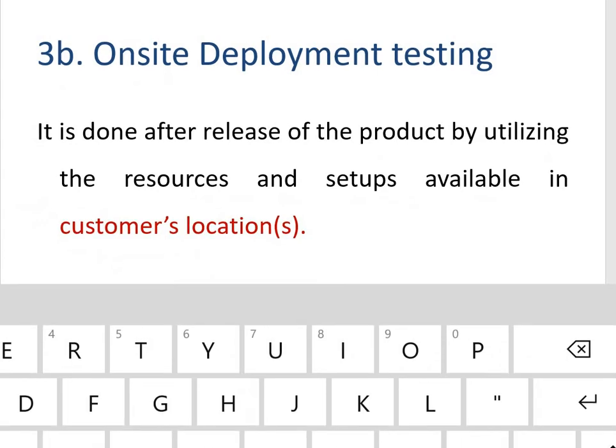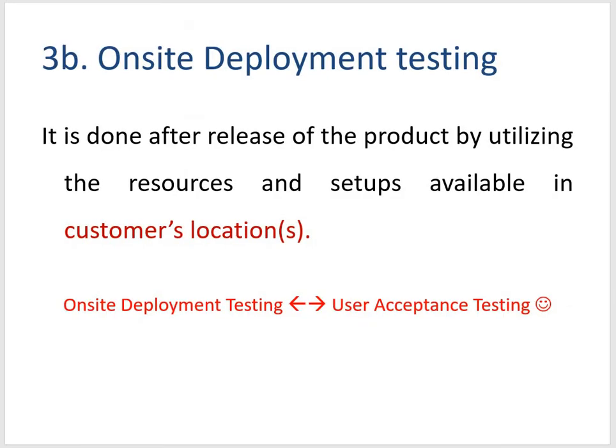Next is your on-site deployment. So basically, it is done after release of the product by utilizing the resources and setups available in the customer's location now, because we have moved our product to the customer's deployment. So basically, we can say on-site deployment and user acceptance testing in some sense are the same. You can categorize it, because here the user can accept it.